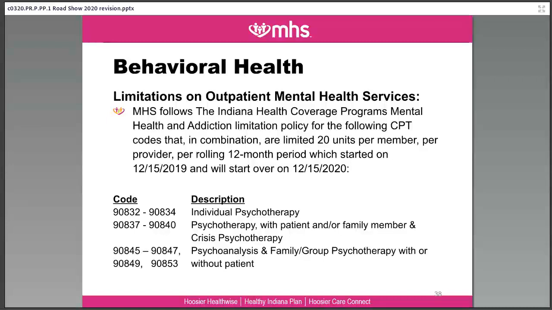Moving on to some behavioral health, limitations on outpatient mental health services. MHS has decided to follow the IHCP Mental Health and Addiction Limitation Policy, or the CPT codes listed here on the screen, in combination. They are going to be limited to 20 units per member per provider for a rolling 12-month period, and that 12-month period started on 12/15/2019, and it's going to start over on 12/15/2020. And here we provided you the codes this affects and also the description of those codes.